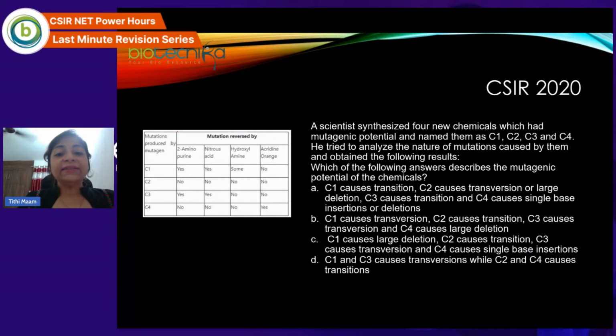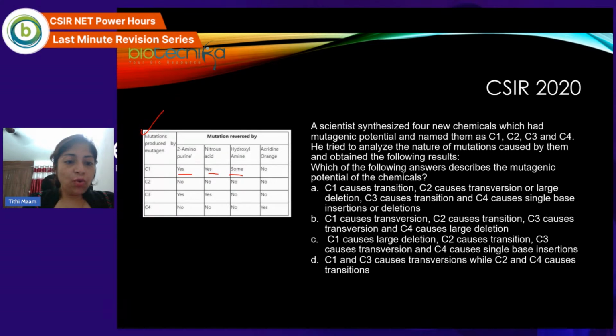So our scientist synthesized 4 new chemicals which have mutagenic potential and named them C1, C2, C3, and C4. He tried to analyze the nature of mutations caused by them and obtained the following result. The result is given here in the form of a table. See, whatever mutation was caused by C1 was reversed by 2-aminopurine. It said yes. Nitrous acid, yes. Hydroxylamine, it says some. Acridine orange is absolutely no.